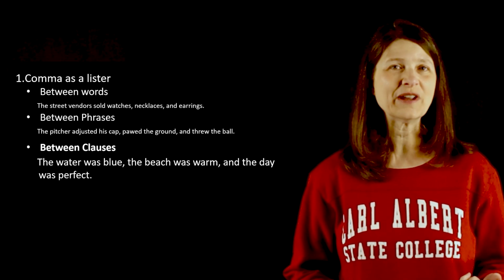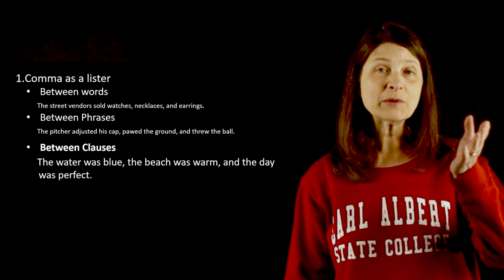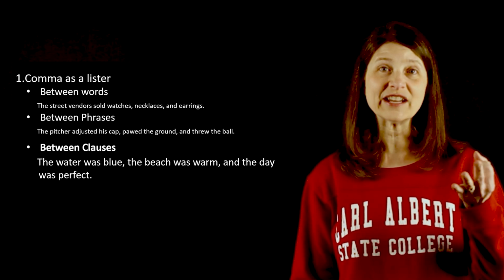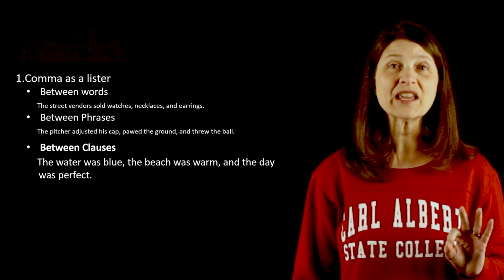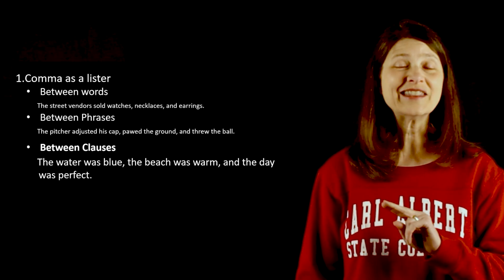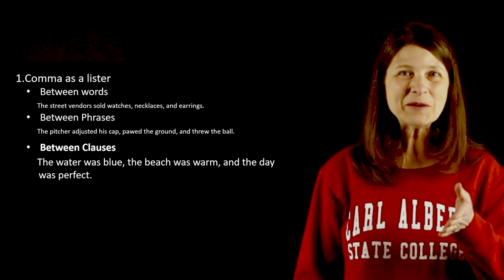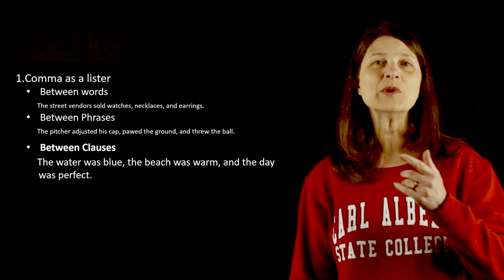The first way is to use the comma as a lister. A lister just means I have a list of items, and we're very familiar with how to use this between words. The street vendors sold watches, necklaces, and earrings. I see 3 items, so I want to separate those 3 items with commas. If there were only 2 items, that's not necessarily a list that would require commas. We would put an and between those 2 items and it would be fine. But if we have the 3 items, we use the comma.